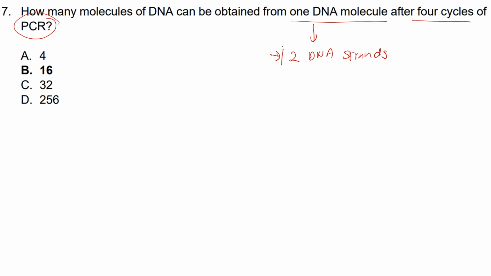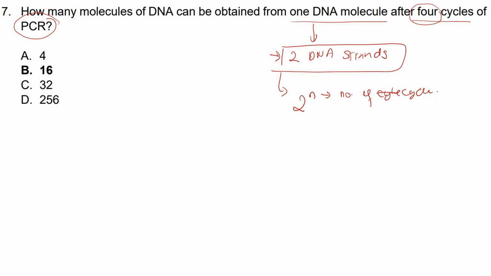So you use this formula, which is 2^n, where n is the number of cycles. In this case, the question asks for 4 cycles. So the formula is simple: 2 to the power of 4, so the answer would be 16.